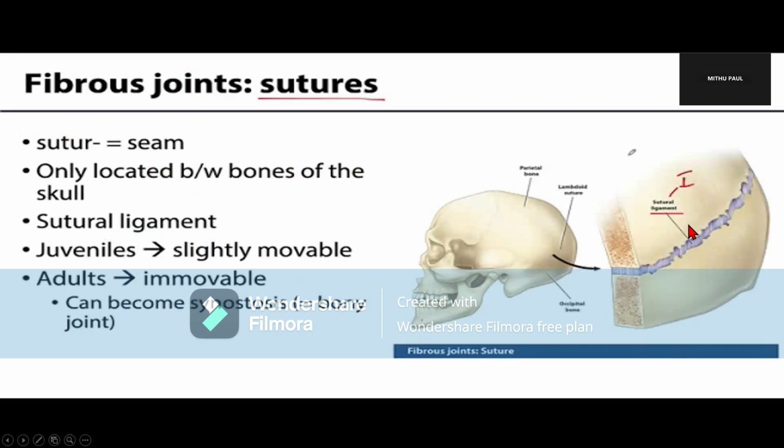This is the architecture of any of the sutures. You can see the bone divided in two plates, outer, inner. So also in this case. And here they are articulated via the sutural membrane and the ligaments.